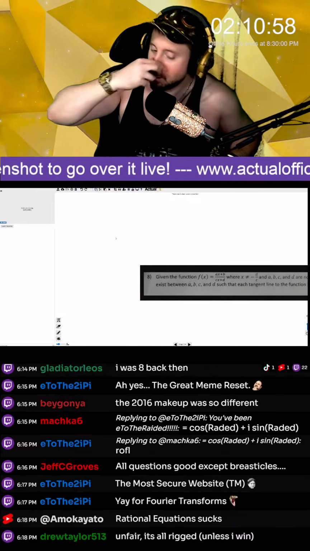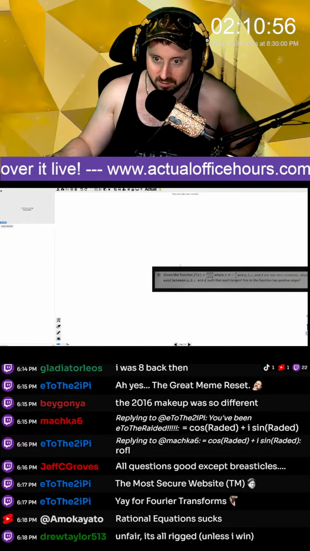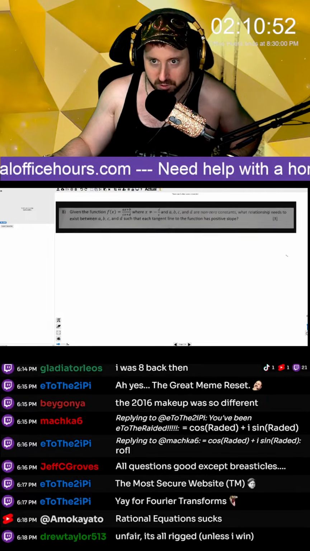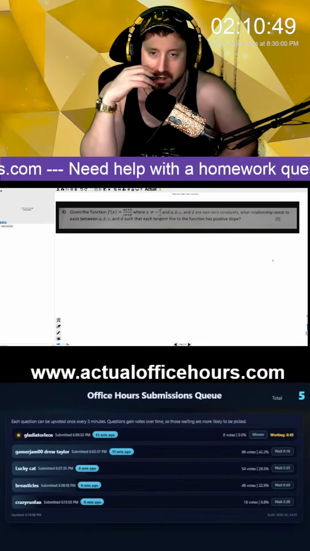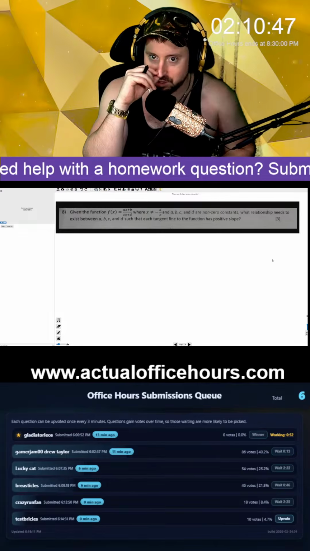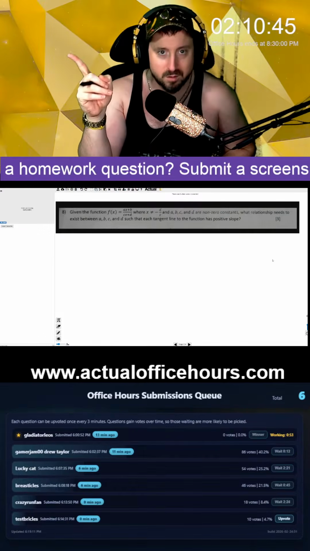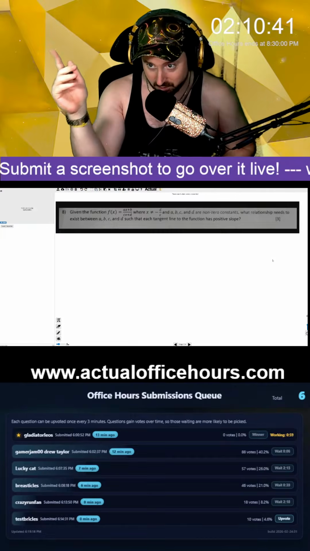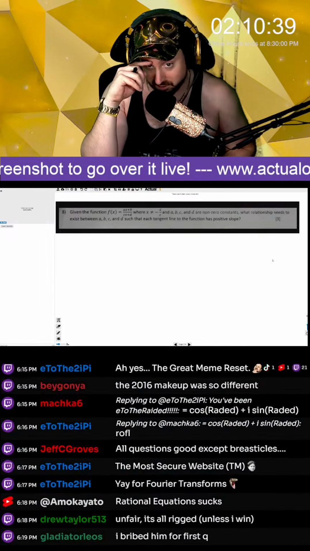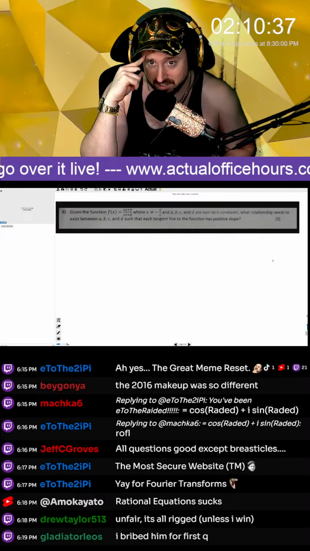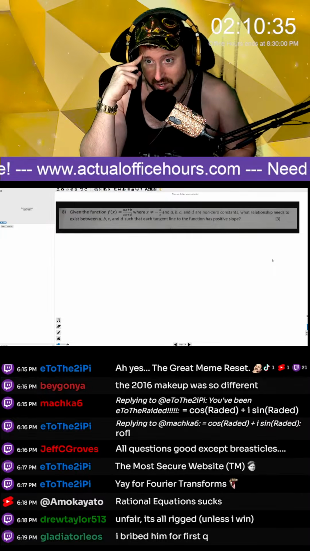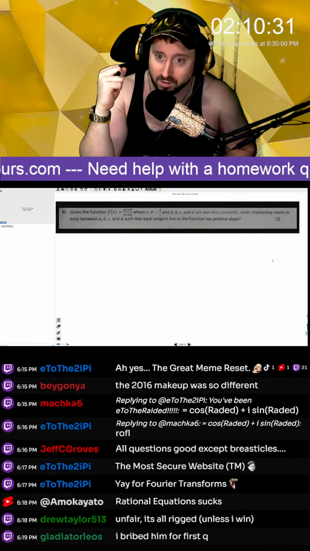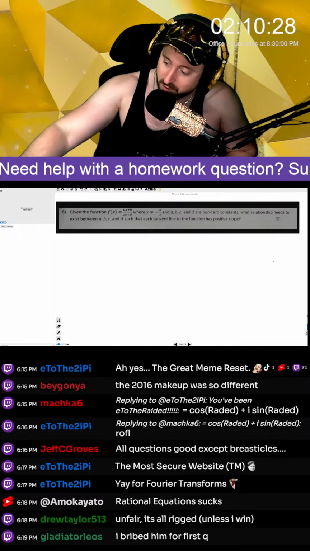Okay. This is, and I think this is a rational equation actually. It says, okay, given the function ax plus b over cx plus d, where x does not equal negative d over c, and a, b, c, and d are non-zero constants, what relationship needs to exist between a, b, c, and d such that each tangent line to the function has a positive slope? Wow, this is actually kind of fun actually.